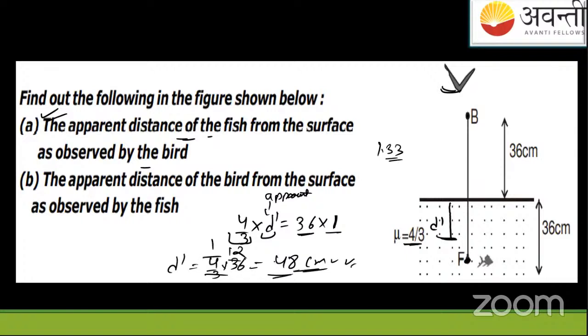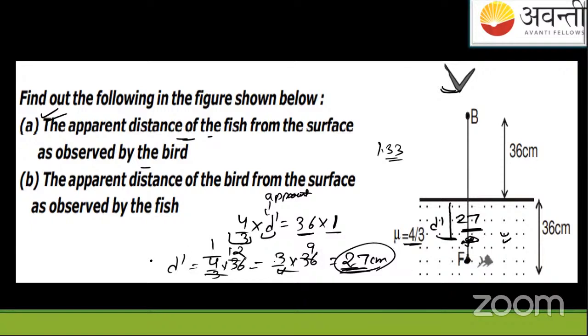So when you solve this thing, let me write it here. You'll get 3 by 4 into 36. This is 27. 3 by 4 upon 36, this is 27 centimeters. So this is the apparent depth, which is less. That's why there is a problem. It must actually appear to the bird's eye, or suppose it's an eagle, that the fish must be here, less than 36 centimeters.